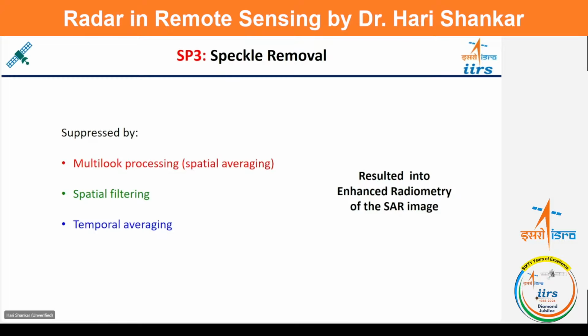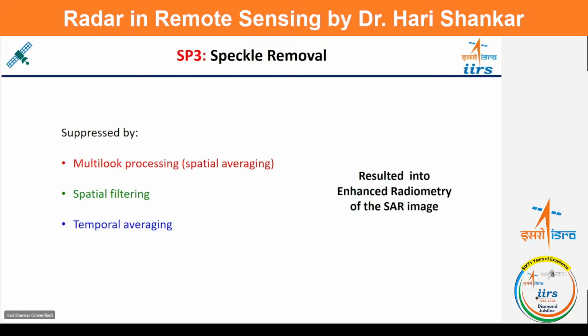What is happening is, wherever the unnecessary constructive or destructive interferences were happening, now because we are averaging so many pixels, the effect of speckle is getting reduced. So multi-looking is one way of reducing the speckle. Another one is spatial filtering. Some filters we can develop and apply over the radar images, and whatever extra is added in the pixel values, we can remove.